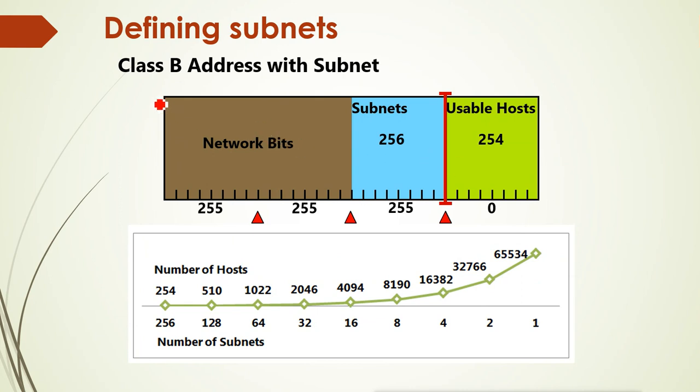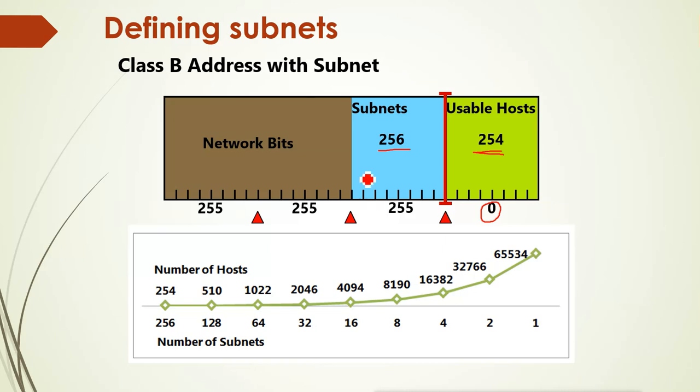Now for example, this is a class B address with subnet. When you increase the bits for the host, the number of hosts will increase. For example, when you have this network ID with the subnet mask 255.255.255.0, so when you have only 8 bits for host, you will get what? You will get 254 usable hosts. The total number of hosts you will get is 256, but the usable hosts are 254. It is a very small size because it is for class C.